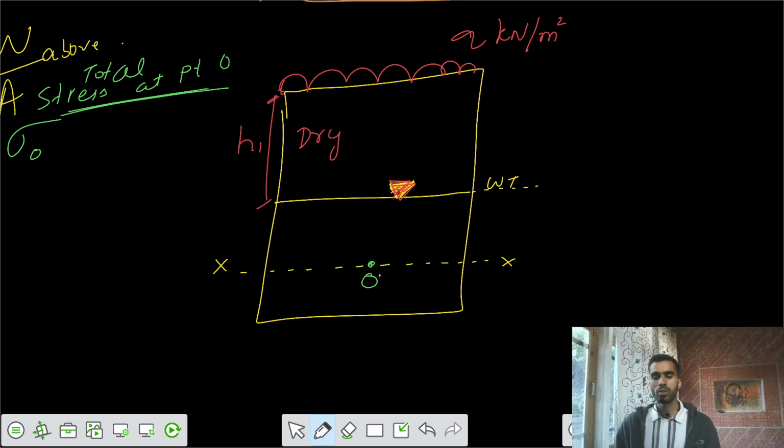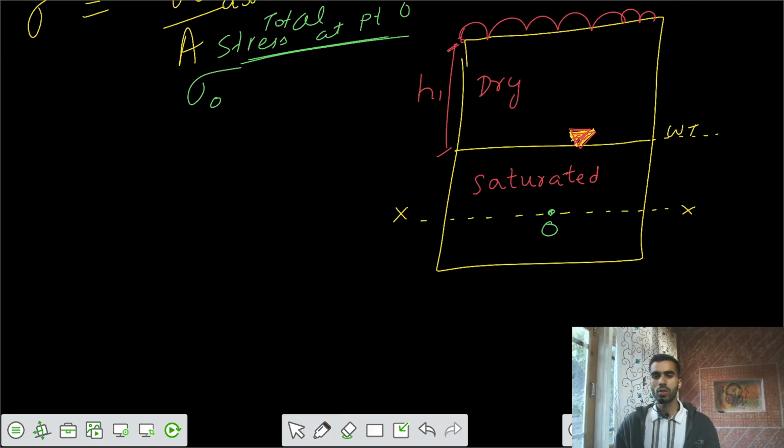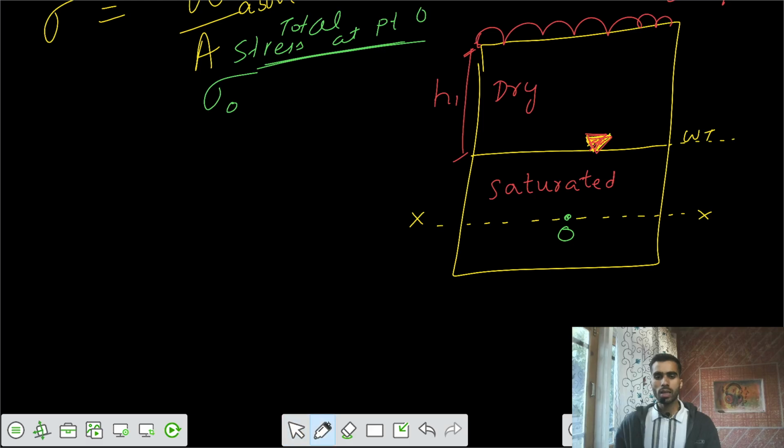Let's say that this soil is dry, and below that soil is saturated soil, because we have the water table there. So we can say this is saturated soil, and let's take that height as H2, total H2. So we ask what is the total stress at that section.